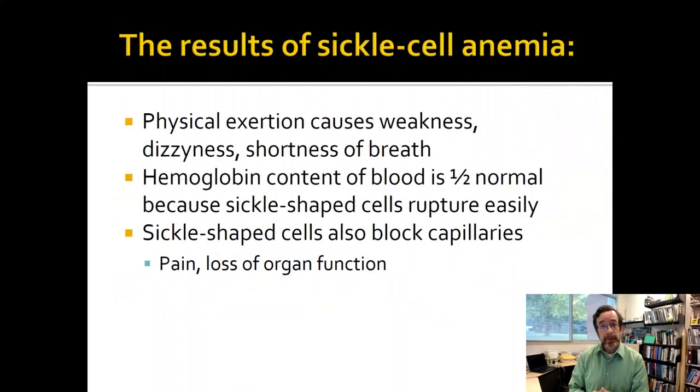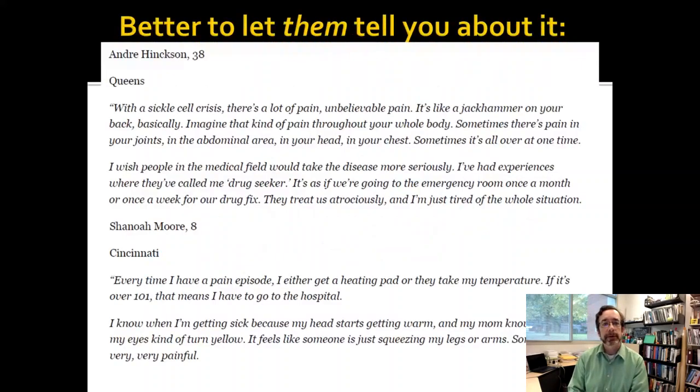So the results, and of course the disease has been around much longer than microscopes have, the results are that sickle cell anemia shows up in African populations predominantly, and it causes weakness, dizziness, shortness of breath. The hemoglobin content of blood is half normal, so it's like an anemic person on the graph that we showed in biochemistry. This is because the sickle-shaped cells are fragile and they break apart, and so you have lower iron concentrations in the blood. The sickle-shaped cells also will block capillaries. This will cause pain and loss of organ function.